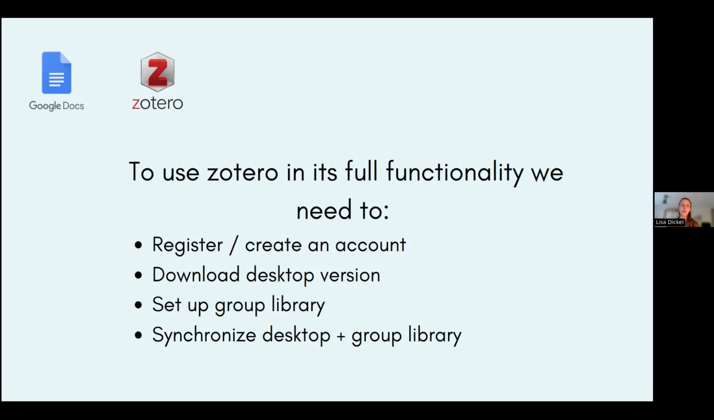Now I will move on to using Zotero together with Google Docs. And first, I will walk you through how we can set up Zotero to use it in its full functionality. And to be able to do that, we need to follow multiple steps. We need to register and create an account, download the desktop version onto our computer, set up a group library or join a group library if we are a participant and not someone who is organizing the group library in Zotero. And then we also need to synchronize our desktop and group library. And then we have all set up to use Zotero to actually do in-text citations.